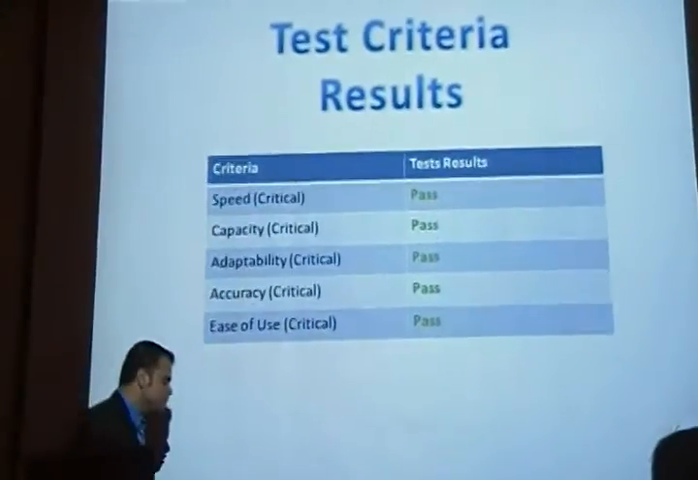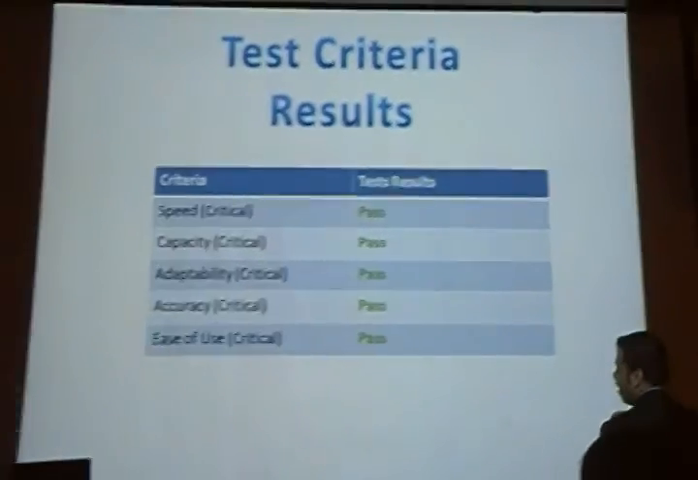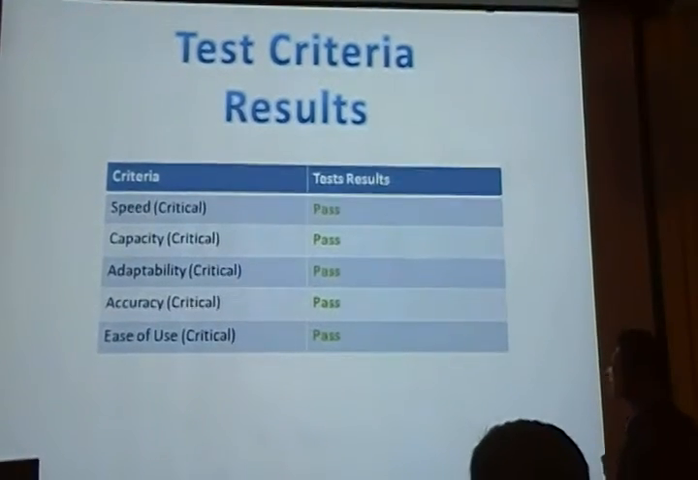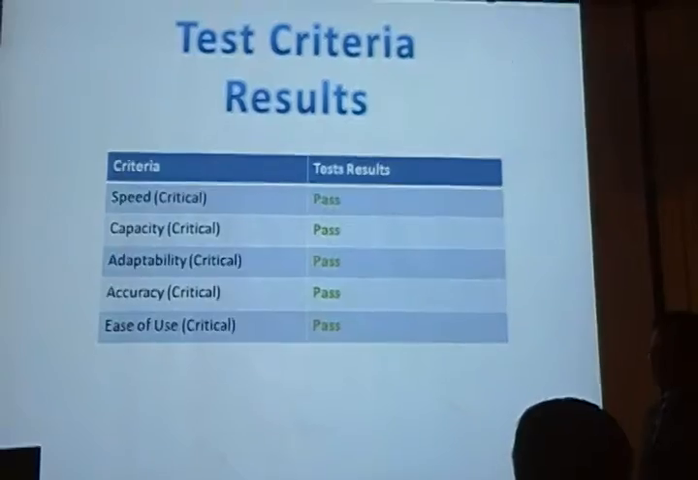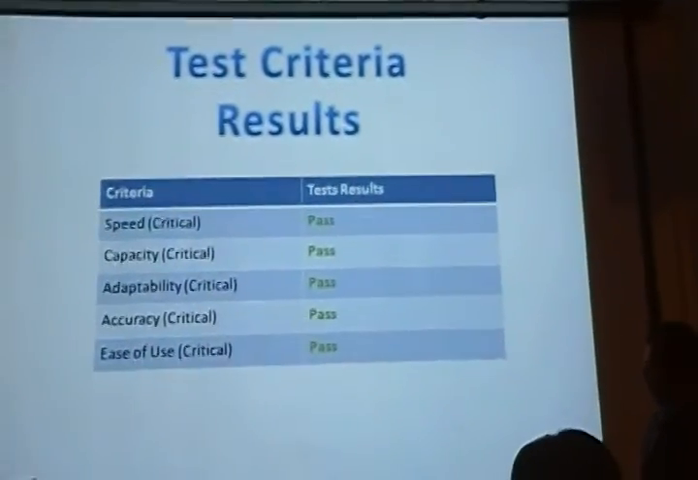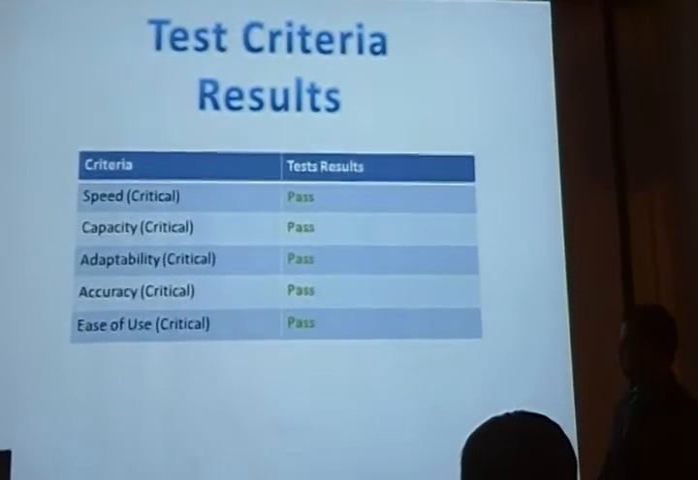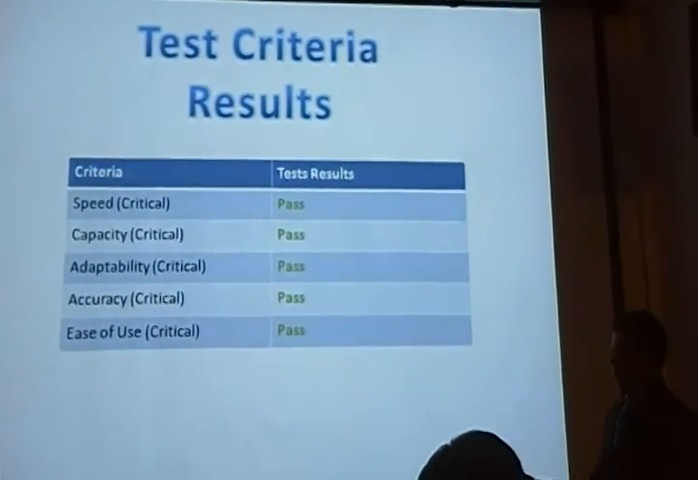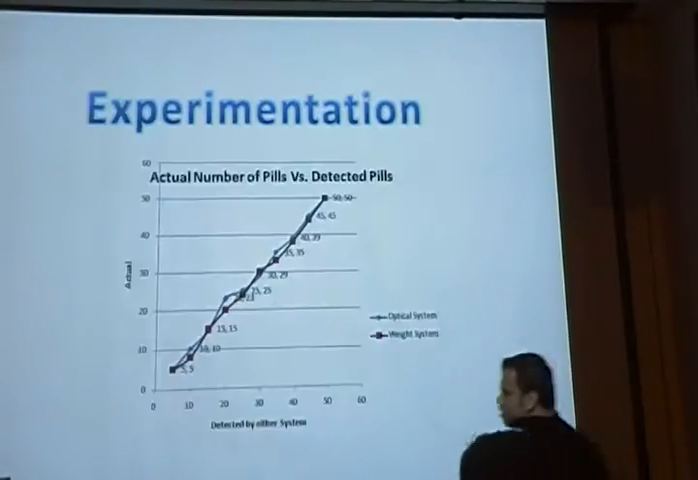When we first started with this project, we set out to meet certain criteria. Specifically, we had speed, capacity, adaptability, accuracy, and ease of use. The system can count up to 60 pills per minute. You can put up to 120 pills per time on the tray. You can count 3 different shapes of pill: triangular, circular, and elliptical. It's fairly accurate, about 90% of the time. And it's very easy to use thanks to the GUI.